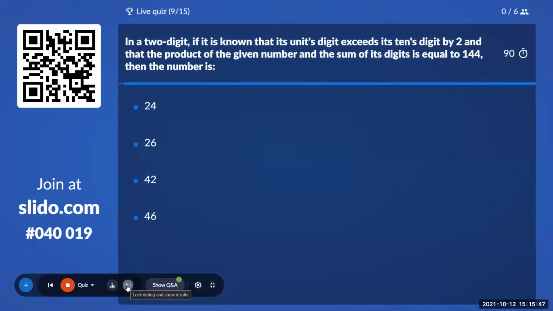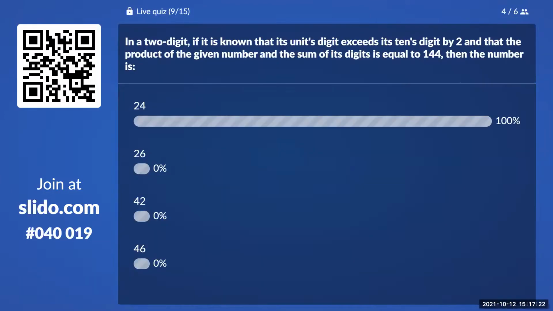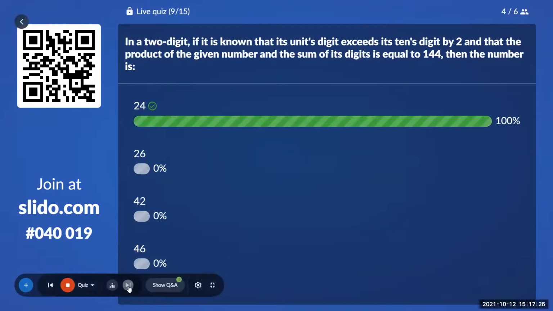Moving on to the next question. In a 2-digit number, if it is known that the units digit exceeds its tens digit by 2, and that the product of the given number and the sum of its digits is equal to 144, then what is the number? Everyone seems to have got the right answer, 24.